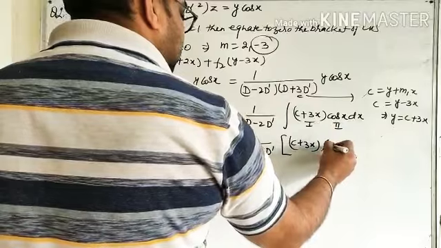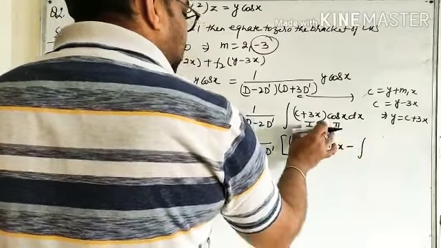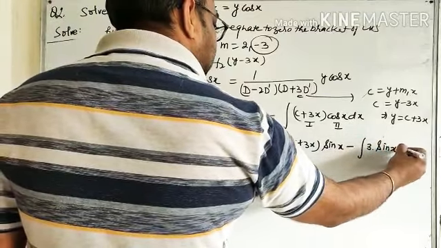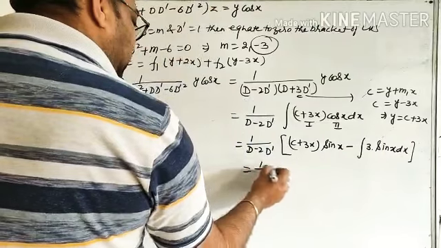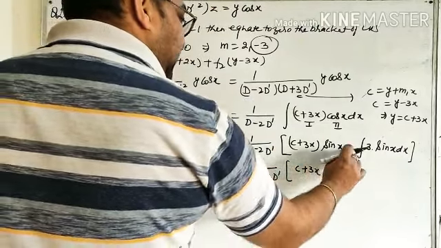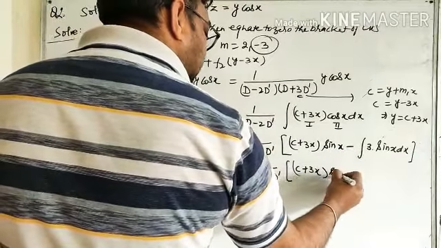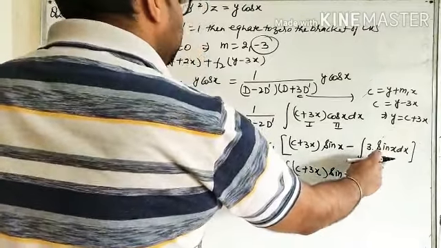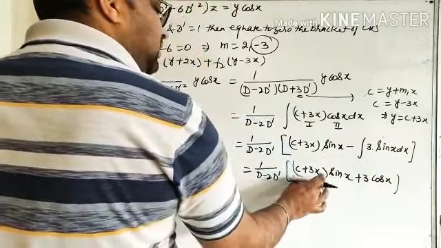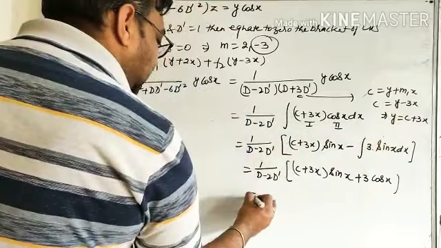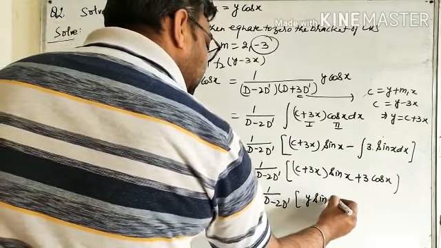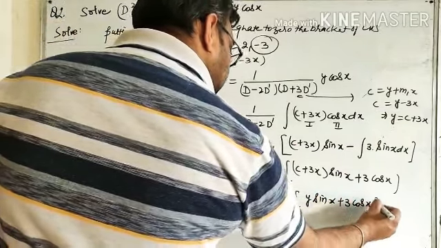Integration of cos x is sin x, minus integral of the differentiation of this function, which is 3, and integration of cos x is sin x dx. Again integrating and on solving, D minus 2D dash, c plus 3x, and this is c plus 3x sin x, and the integral of sin x is minus cos x. So this will become plus 3 cos x. Now you have to change this c plus 3x by y directly. So 1 upon D minus 2D dash, y sin x plus 3 cos x.